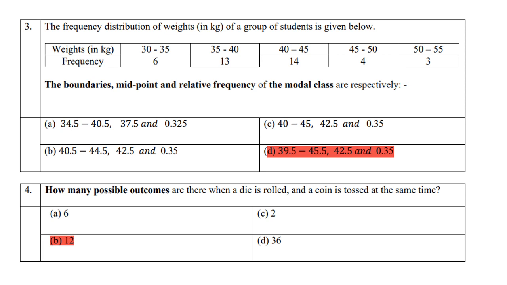Now let's look at this question. The frequency distribution of weights in kilograms of a group of students is given below. Weights in kilos, the groups are given here. It's a grouped frequency distribution. So for the weights between 30 and 35, the frequency is 6. It means 6 students are between 30 and 35, 13 students between 35 kilo and 40 kilo, and so on. Now it says find the boundaries, midpoint, and the relative frequency of the modal class.